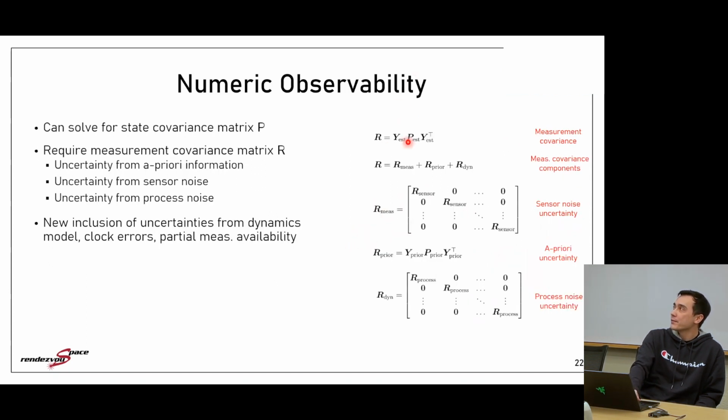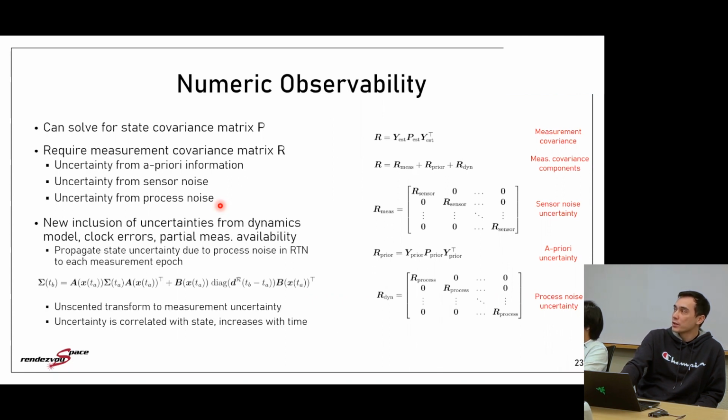So what this ends up with is this equation here, where we have R, which is the measurement uncertainty, is equal to this sensitivity matrix Y times the state uncertainty P. And we want to get P. The issue is we need to actually define R, this measurement uncertainty. So R actually depends on three components here: the uncertainty from a priori or known information, the uncertainty from sensor noise, and the uncertainty from process noise. And the new thing we're doing here is we're first of all including clock errors in the measurement times, and we also include the effects of dynamics or process noise.